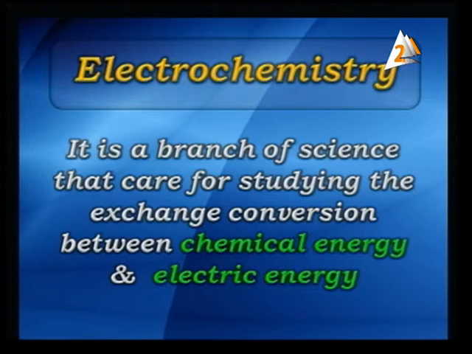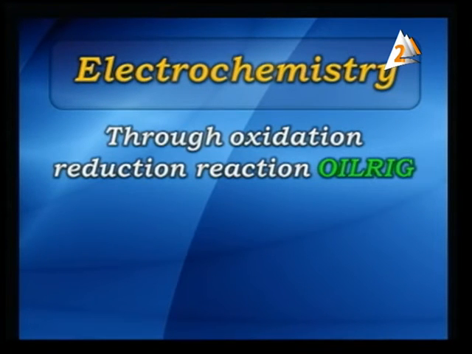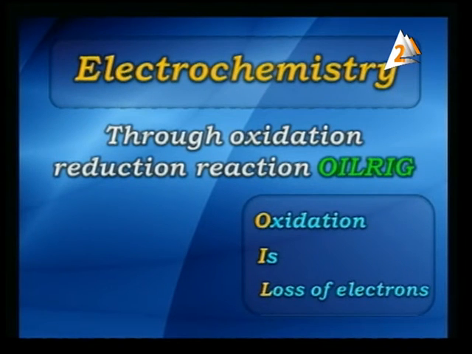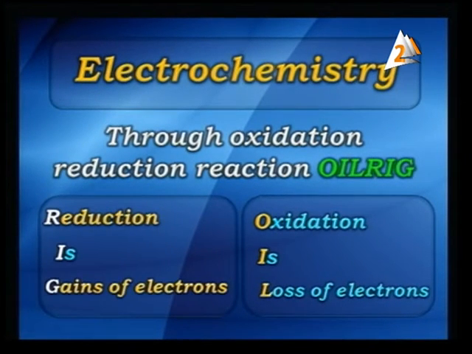It's easy to say that. Through oxidation and reduction. So all of this chapter depends on these words, oxidation and reduction. Now, look at this. Oxidation is loss of electrons. Reduction means gaining of electrons. Now, the important comparison between oxidation and reduction: losing and gaining.